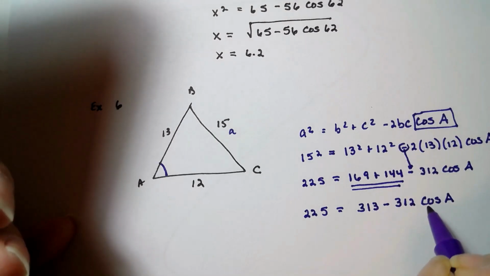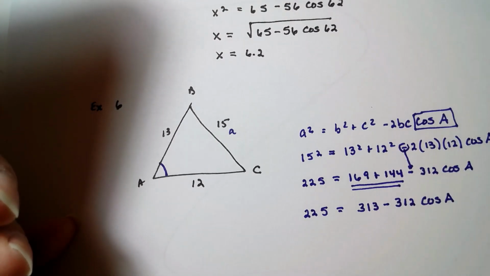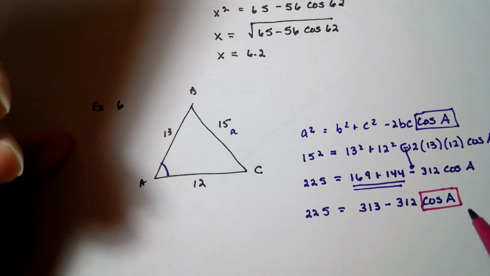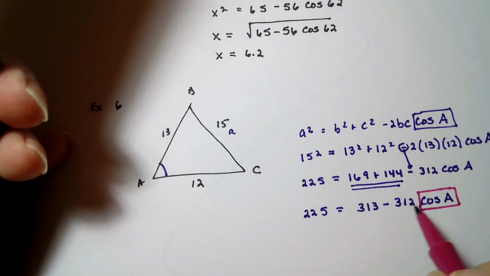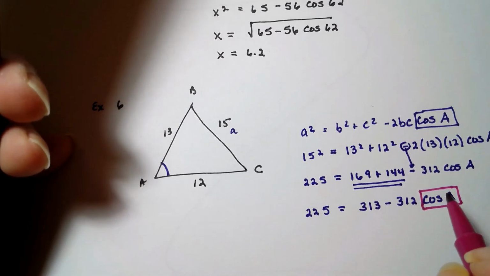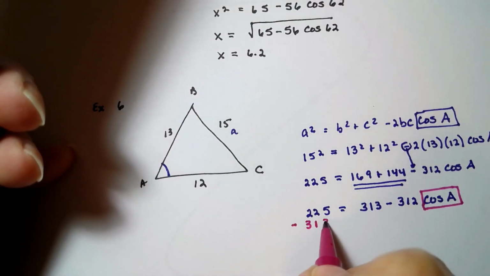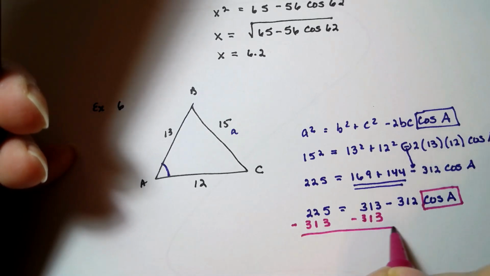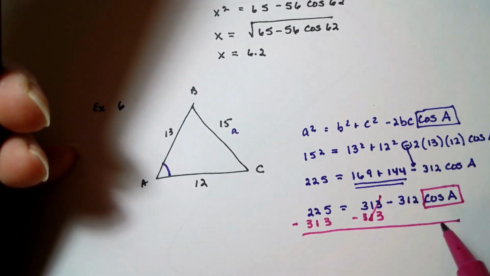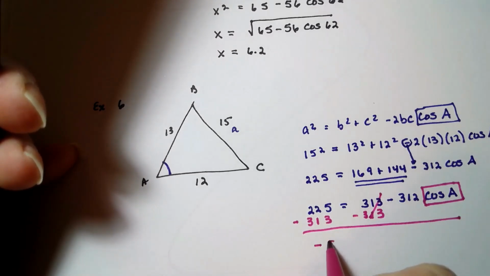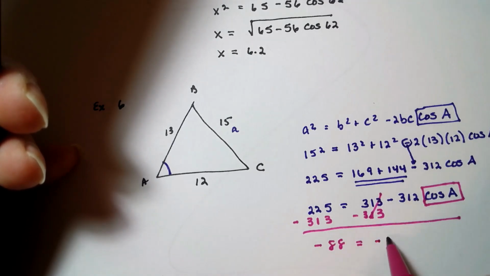And now I want to solve for this. So we need to get this thing right here by itself. This is negative 312 times cosine of A, so I'm going to subtract 313 first. When I subtract the 313, it cancels on the left, and what I'm going to get is negative 88 on the left hand side of the equal sign is equal to negative 312 cosine of A.